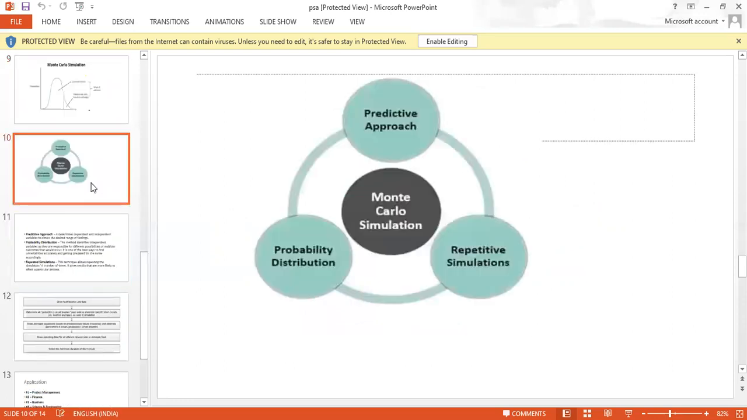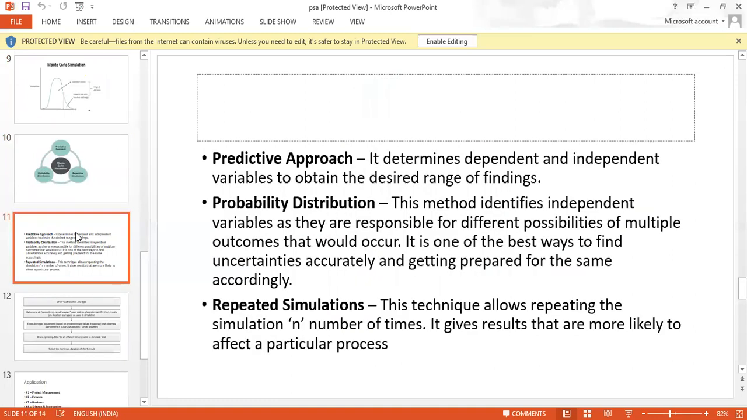And this pie diagram is nothing but the predictive approach, repetitive simulations, and probability distributions, which is all about our topic, Monte Carlo simulation. The predictive approach determines dependent and independent variables to obtain the desired range of findings. Probability distribution: this method identifies independent variables, as they are responsible for the different possibilities of multiple outcomes that would occur. It is one of the best ways to find uncertainties accurately and get prepared for them accordingly.